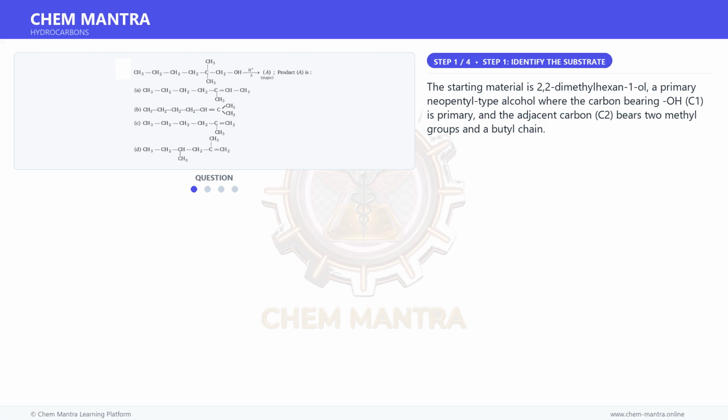The starting material is 2,2-dimethylhexan-1-ol, a primary neopentyl-type alcohol, where the carbon bearing the OH, C1, is primary and the adjacent carbon C2 bears two methyl groups and a butyl chain.